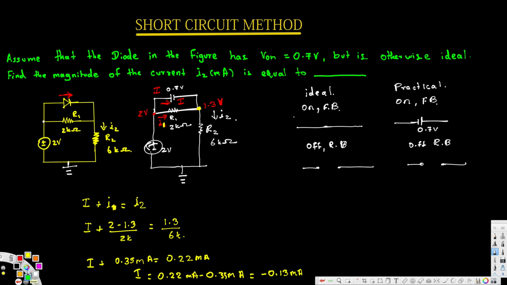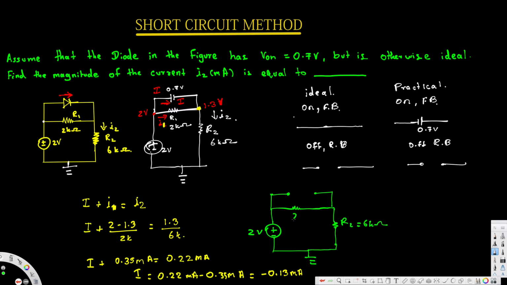Now let's go ahead and draw the new diagram. If it's open, we are going to have a diagram like this, and now we have to figure out what our I2 current is. We have the 2 volt source connected to the ground, and then this is R2, equal to 6 kilo ohm, and this is 2 kilo ohm, that is R1. We know the voltage here is going to be 2 volts, and here, since we don't have any voltage drop, this is 2 volts, and this is going to be 0.